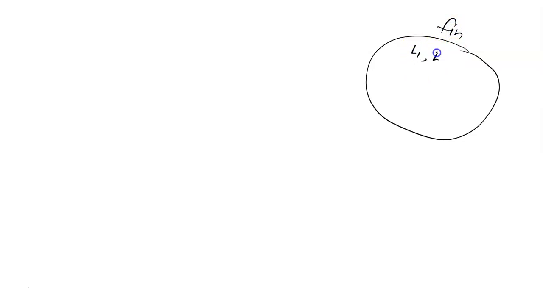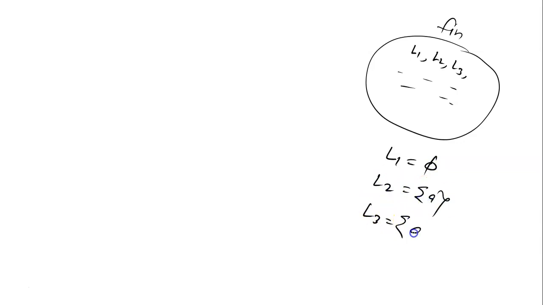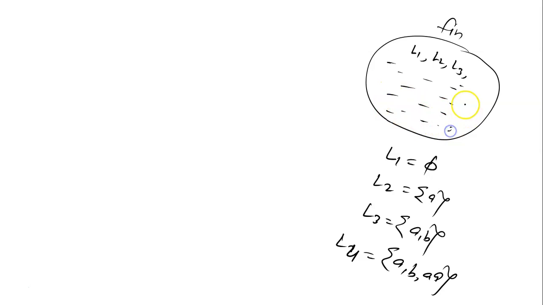Now let's see the closure properties of finite languages. When we say finite languages, we mean that all the finite languages are here: L1, L2, L3, all the finite languages. For example, this L1 can be the empty language, this L2 can be this, this L3 can be A, B, and this L4 can be A, B, A, and so on. Every element in this set is a finite language. Remember, every element is a finite language.